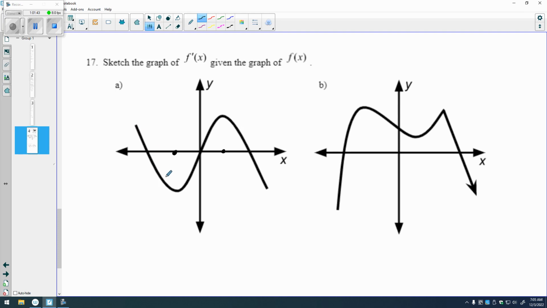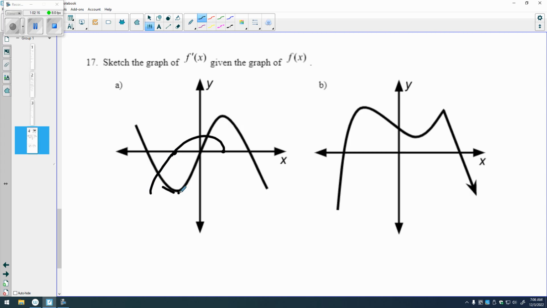My function is decreasing, so my derivatives will be negative. They're negative until I get to here. My function is increasing, so my derivatives will be positive. So why does it curve like that? Because my slopes are really steep over here, or more steep, so they're bigger negative numbers. As I get to here, my slope is flatter, so my negative numbers are smaller. They're closer to 0, so it's going to come up and get to 0 right here.